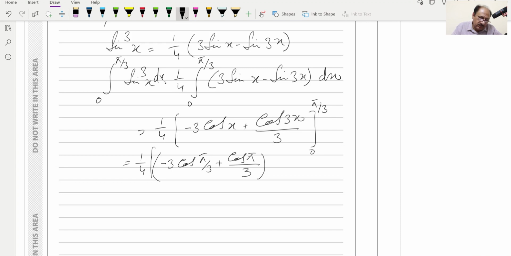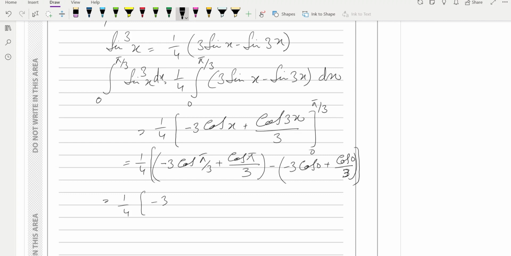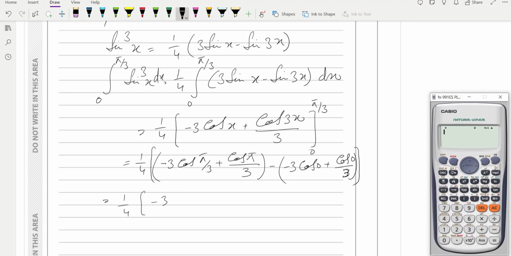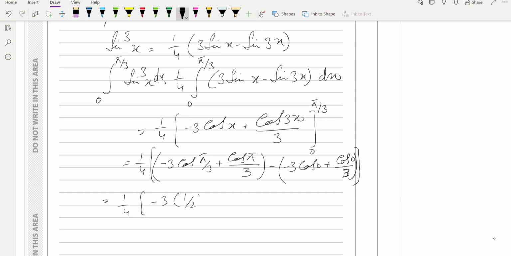And minus, we can take another bracket, so minus the lower limit will be what? Lower limit will be minus 3 cos of 0 and plus cos 0 over 3, and the bracket will be closed. Now we can simplify this. This will be 1 by 4 and in brackets we can write minus 3 cos of pi by 3 will be 1 by 2, I think so. So cos of pi over 3 will be equal to 1 by 2. So we can replace here 1 by 2, and cos pi will be minus 1. So minus 1 over 3.